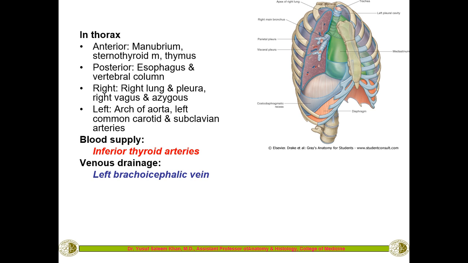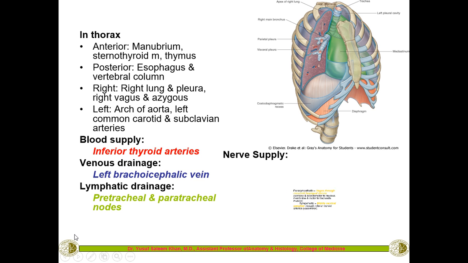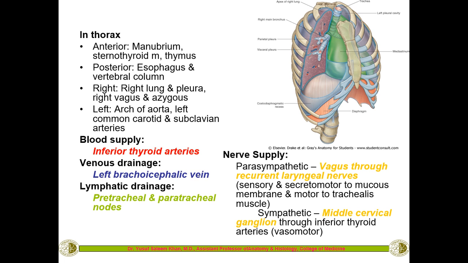Venous drainage is into the left brachiocephalic vein, and the lymphatic drainage again is similar to that of the lower part of the larynx, that is the pretracheal as well as the paratracheal group of lymph nodes. Coming to the nerve supply, this is also similar, especially the autonomic nervous system, so it has the parasympathetic and sympathetic part. The parasympathetic is supplied by the vagus, again through the recurrent laryngeal nerve. It is sensory as well as secretomotor to the mucous membrane and motor to the trachealis muscle.